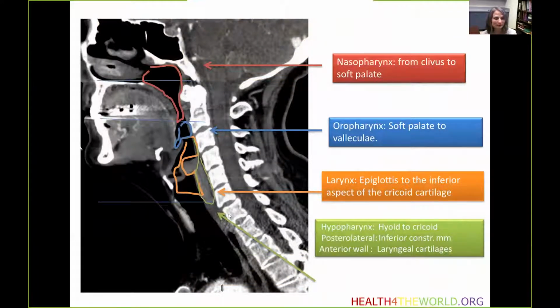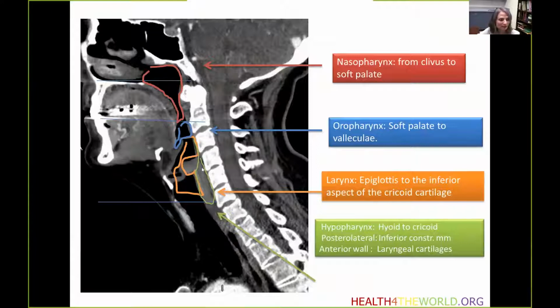Let's take a look at the anatomy of the aerodigestive tract. Here on a sagittal contrast-enhanced CT of the neck, the aerodigestive tract is subdivided into three main components: the pharynx, larynx, and hypopharynx. The pharynx contains the nasopharynx and oropharynx. The nasopharynx extends from the clivus all the way to the distal portion of the soft palate. The oropharynx extends from the soft palate into the vallecula.